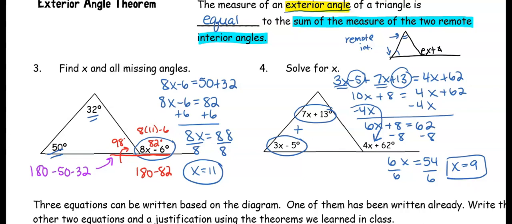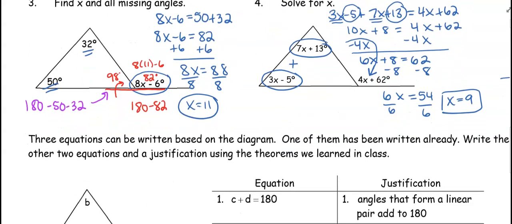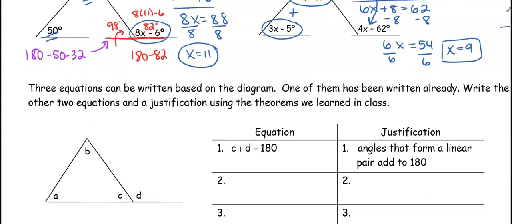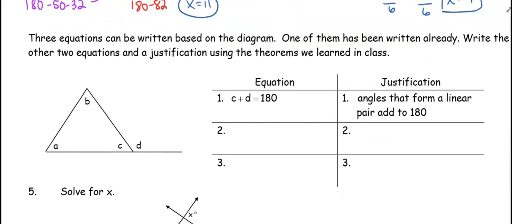All right, so next, we're going to put these two ideas together, and we're looking at our diagram here, and it says 3 equations can be written based on the diagram. One of them has already been written. Write the other 2 equations and a justification using the theorems we learned in class.